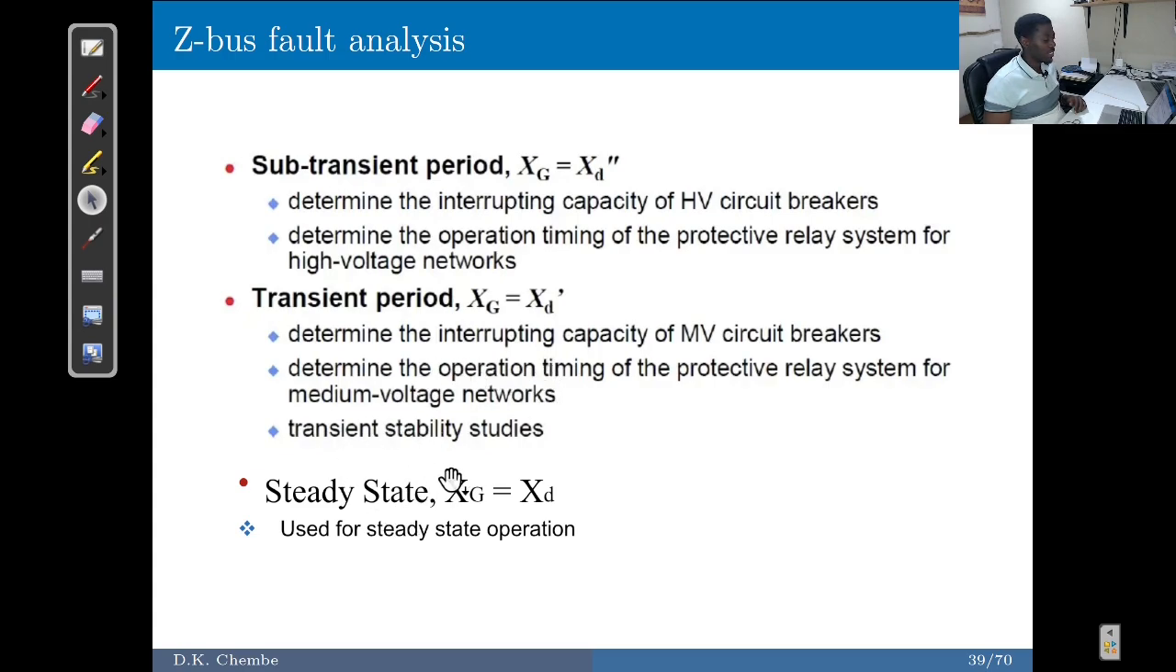For the steady state, we are taking the synchronous generator reactance to be Xd, and this is used for steady state operation.